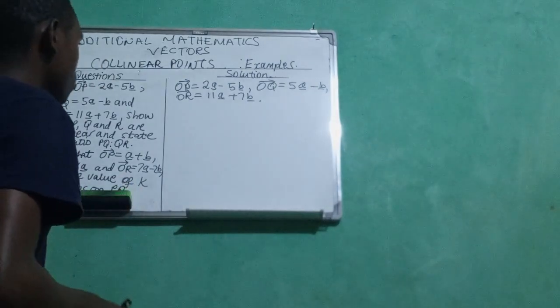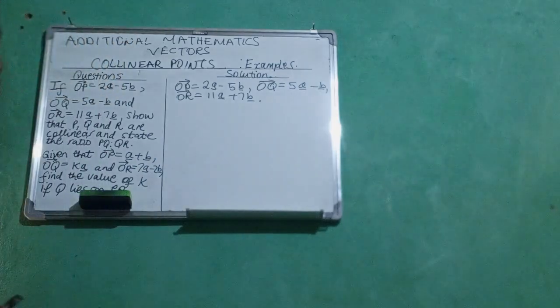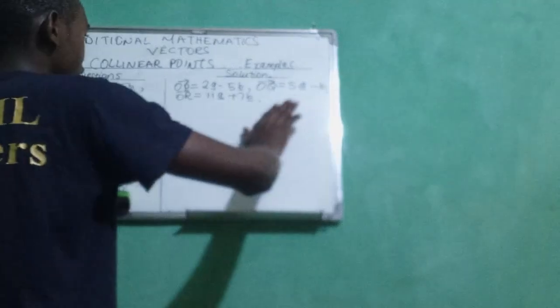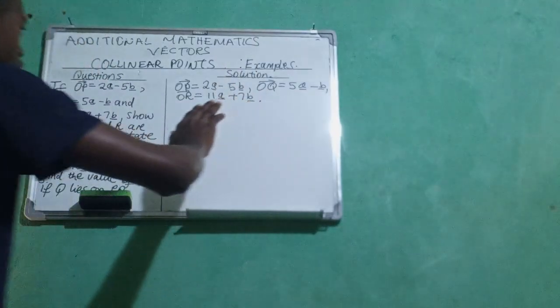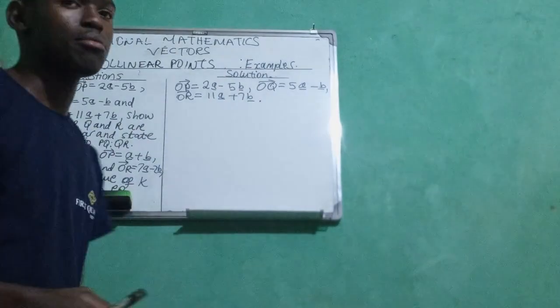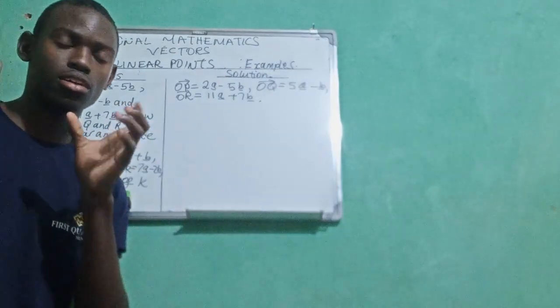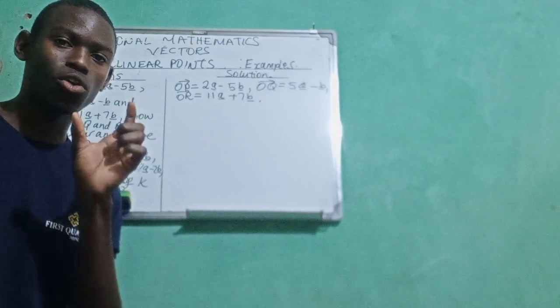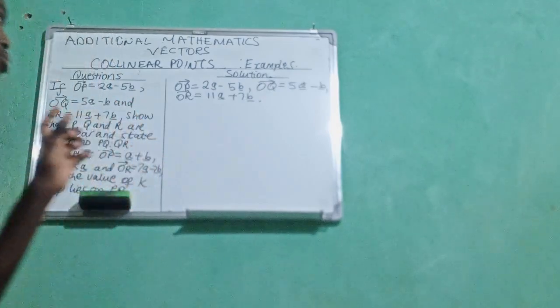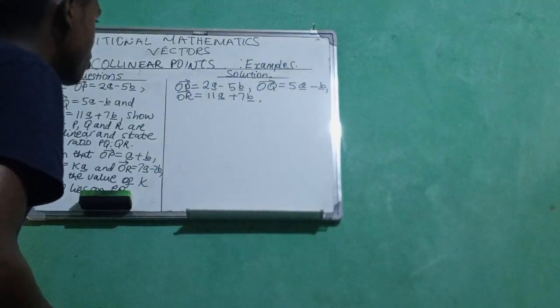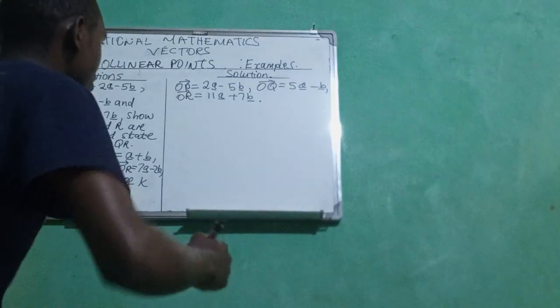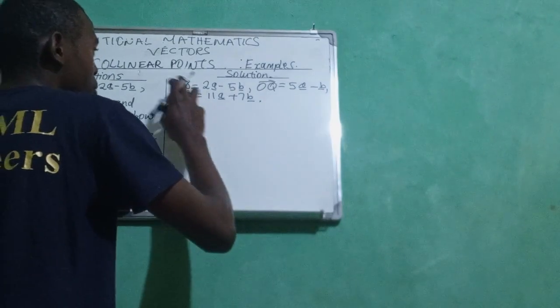So first of all, we need to show that these points are collinear. You look at these equations, and for us to know that they are collinear, there is something we need to note. There is something we call a common vector. They are going to have a common vector. So let us do this. We have our OP like that.